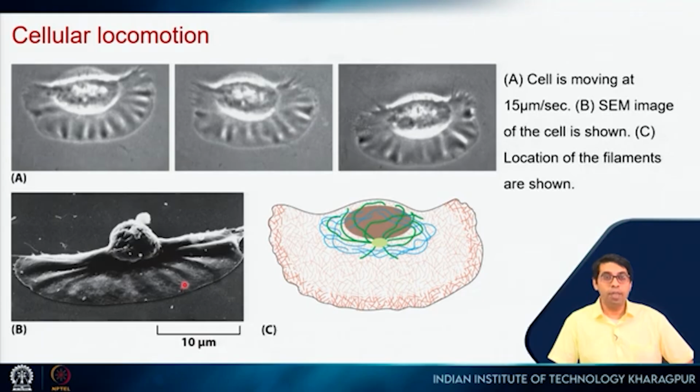This is the same image of the same cell, and this is the schematic which shows the location of the filaments. You can see that the actin filaments are here which are driving this motion. Green is the microtubule and red are the intermediate filaments.